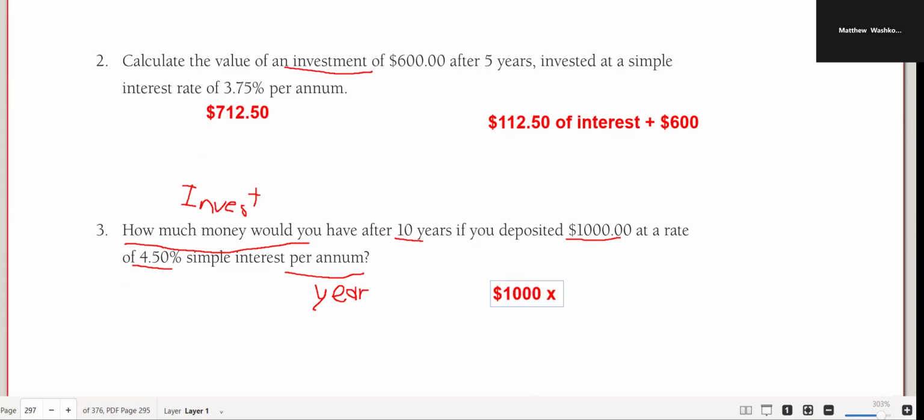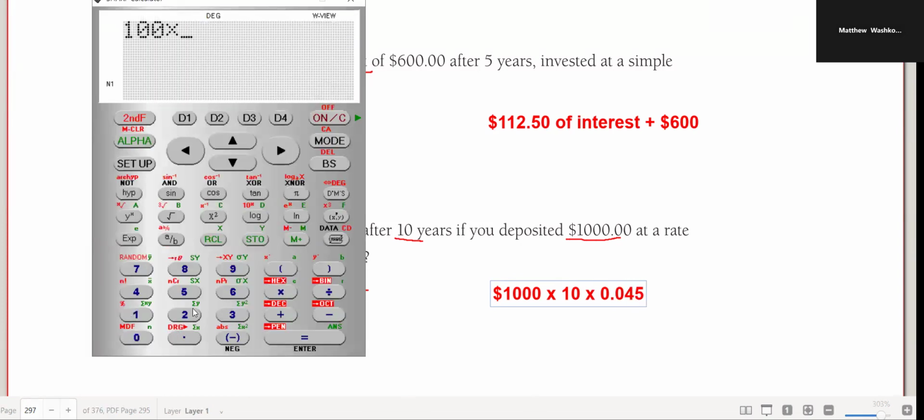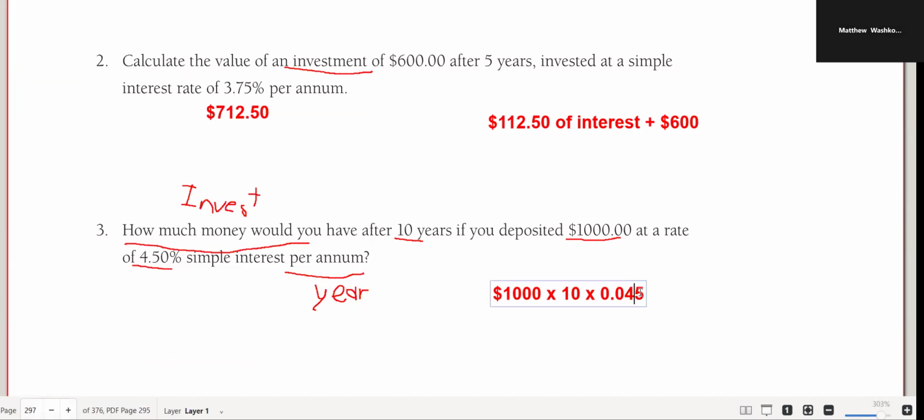$1,000 times 10 years times 0.045. Sorry, it's supposed to be times 1,000. I'm like, that's not right. $450 is my interest. But remember, I have to take my principal plus the $450 of interest. $1,450 is my total amount invested. This is how much money I have left at the end of the day. All right.